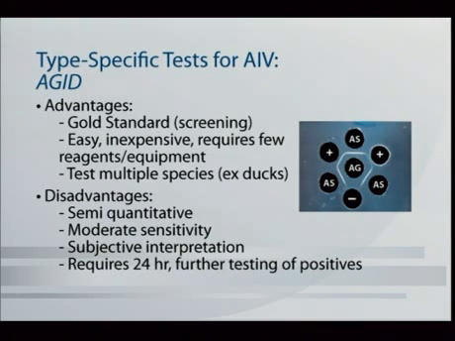But it does have disadvantages. It's only semi-quantitative. It will not give you a titer. It's just a positive or negative or a strong positive or weak positive. And it requires a certain amount of training to make sure that the interpretation in one laboratory is going to be the same as an interpretation in a second laboratory.